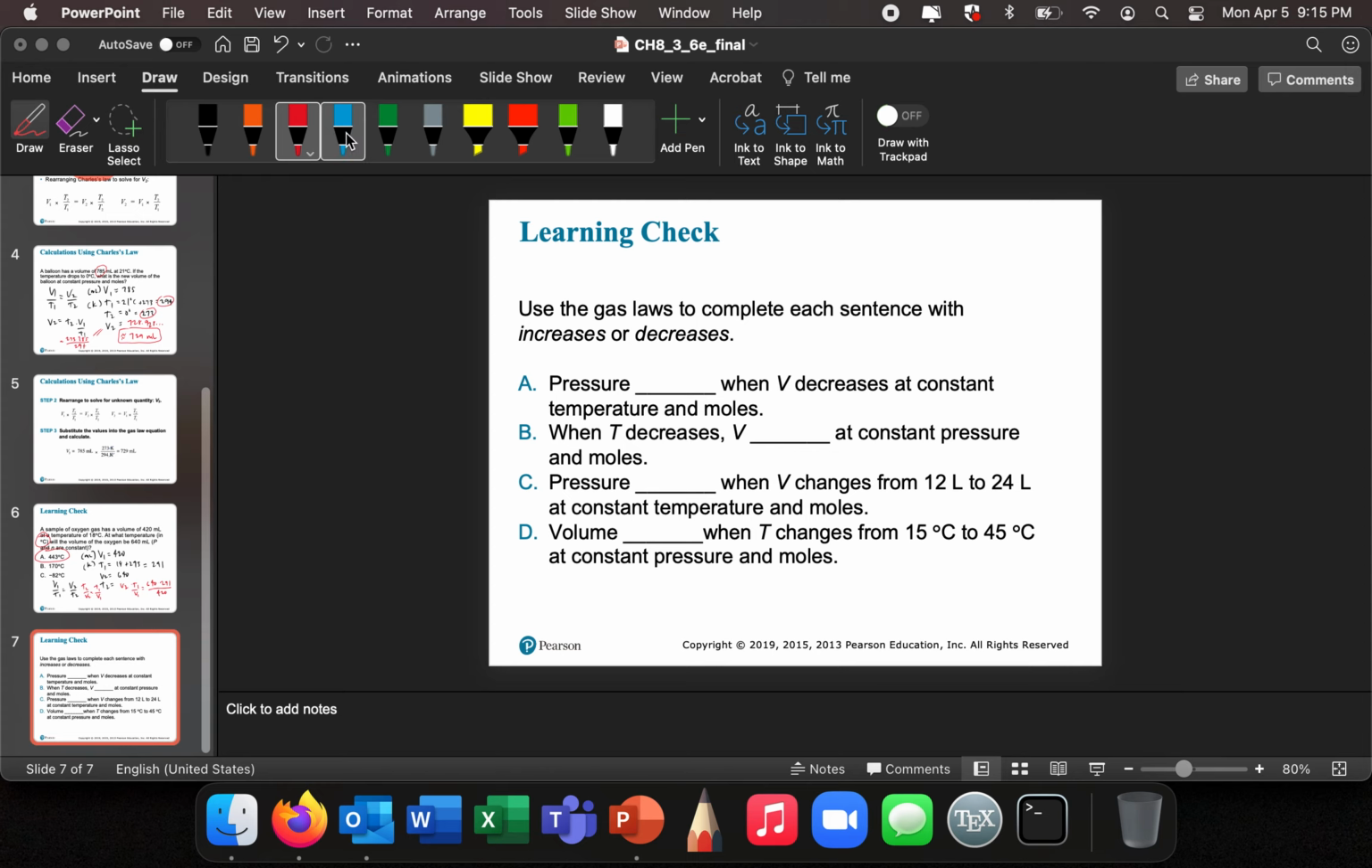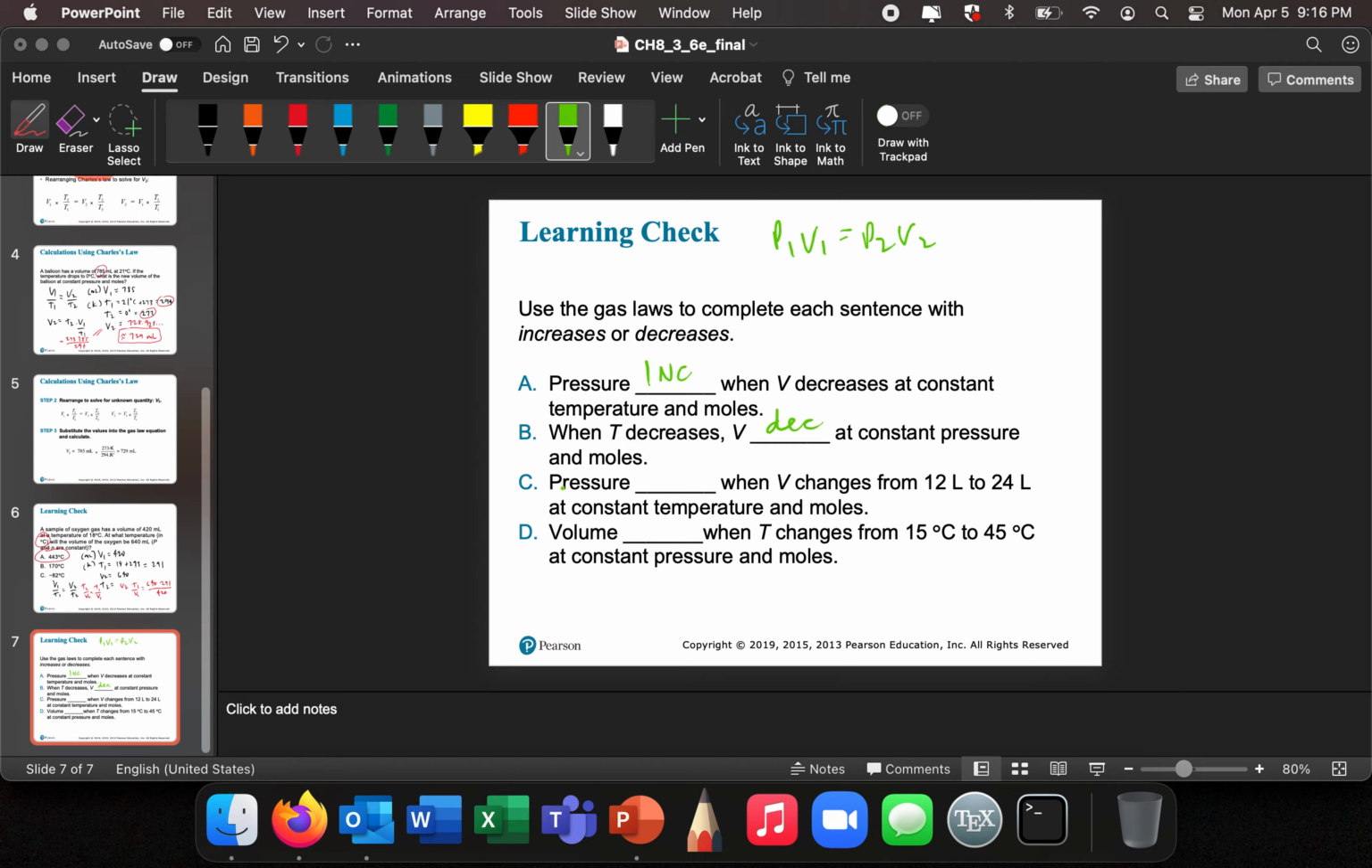Okay, I'm going to suppose you paused it, and I'm going to come over here with green. Pressure increases or decreases when volume decreases. Well, P1V1 is equal to P2V2. And at a constant temperature in moles, when one goes down, the other one goes up. So this is going to be increases. Pressure increases when volume decreases. What about temperature? Temperature and pressure go together. When this decreases, this also decreases.